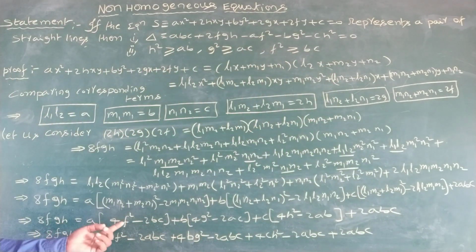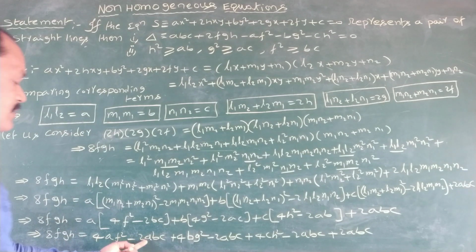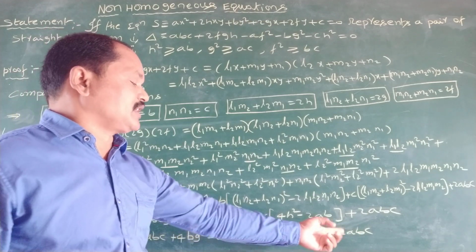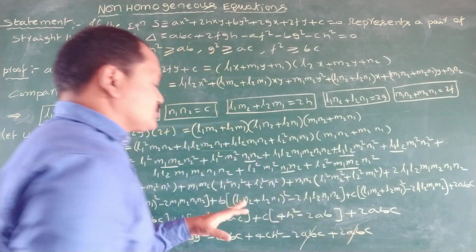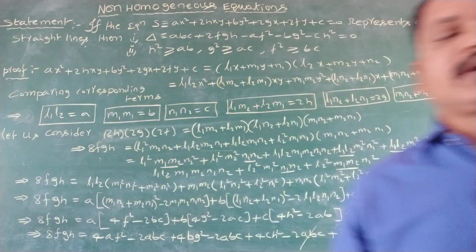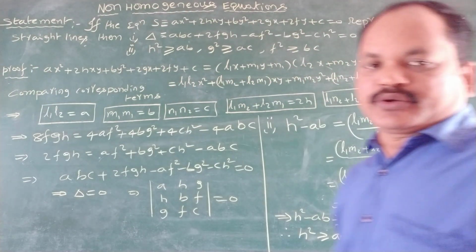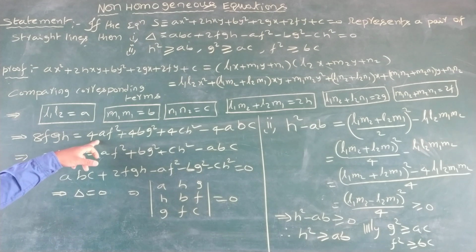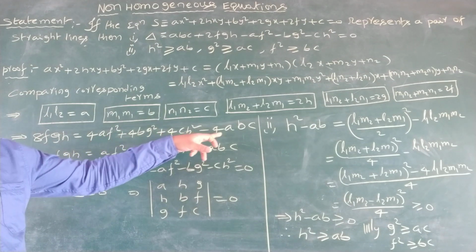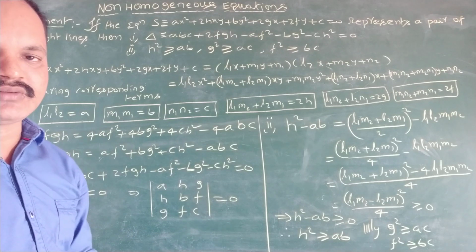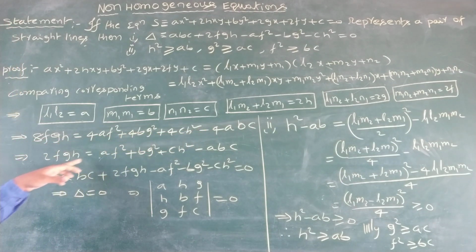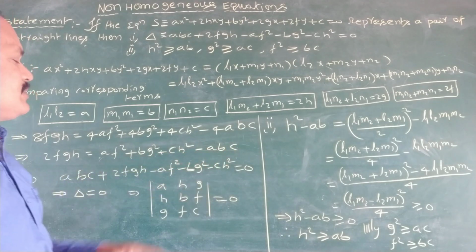Now, multiply with A here. 4AF square minus 2ABC. 4BG square minus 2ABC. 4CH square minus 2ABC plus 2ABC. These two get cancelled. So remaining, we are going to simplify this. Now we are going to the next step. That is 8FGH is equal to 4AF square plus 4BG square plus 4CH square minus 4ABC. Since minus 2ABC plus 2ABC gets cancelled. Now divide by 4, or take common 4 and cancel it, then 2FGH is equal to AF square plus BG square plus CH square minus ABC.